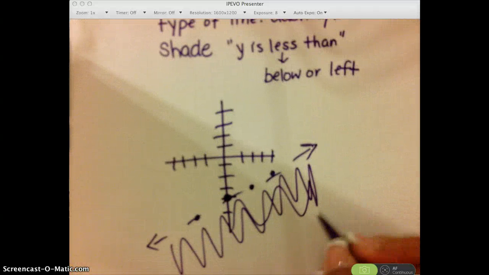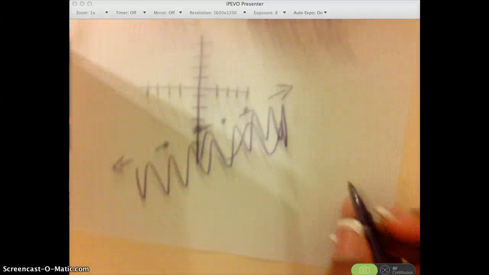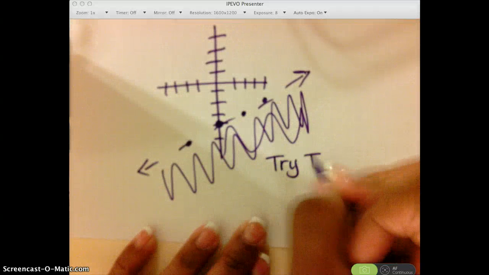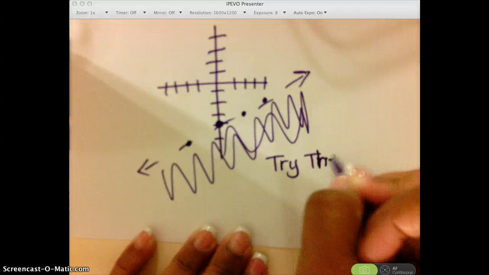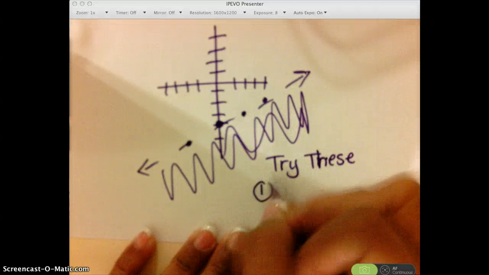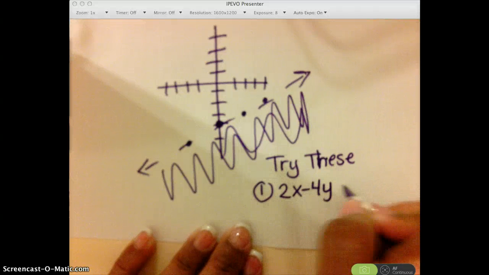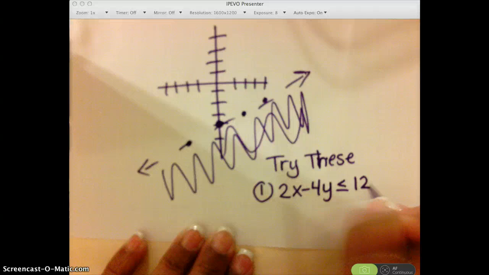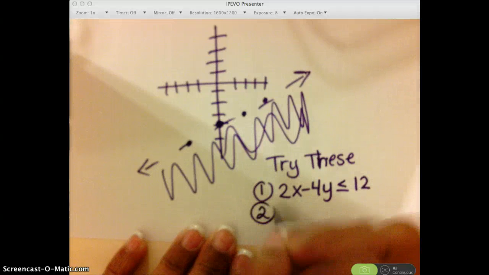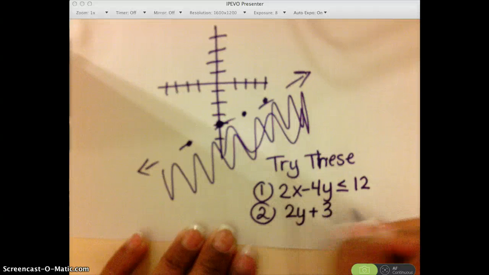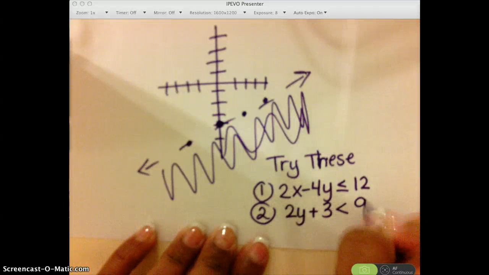Now, I want you to try these two problems before coming to class tomorrow. Number 1 is 2x minus 4y is less than or equal to 12. Number 2 is 2y plus 3 is less than 9.